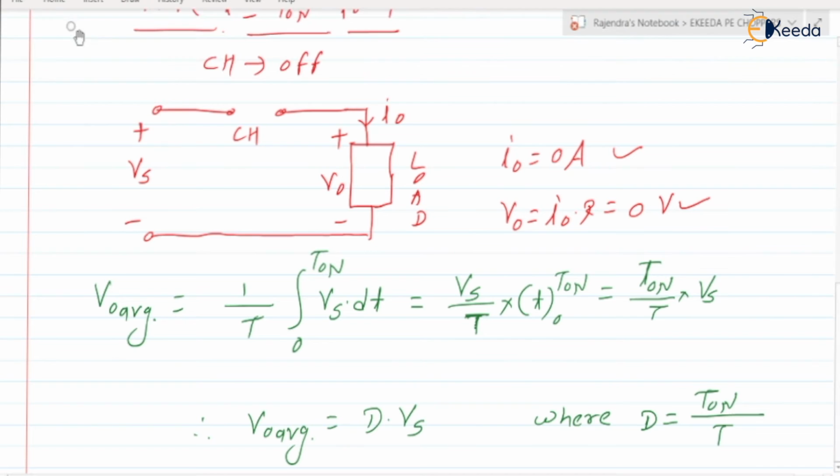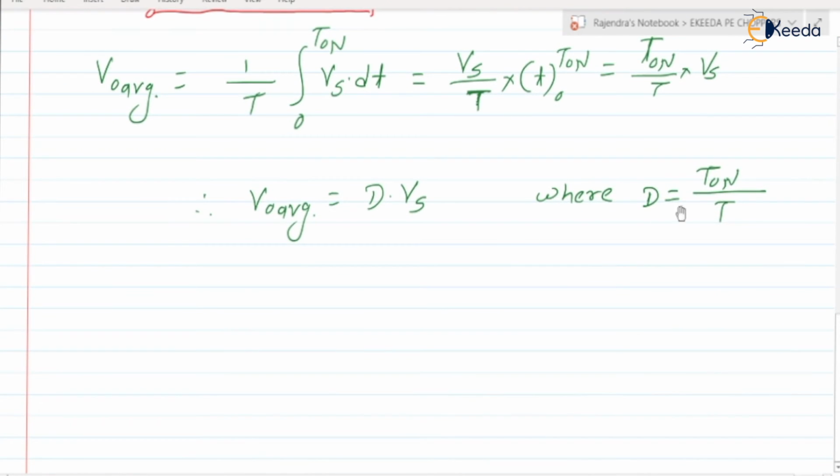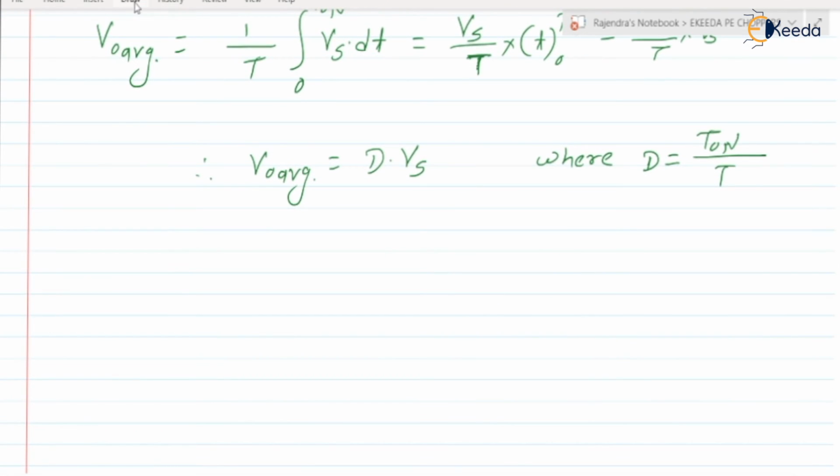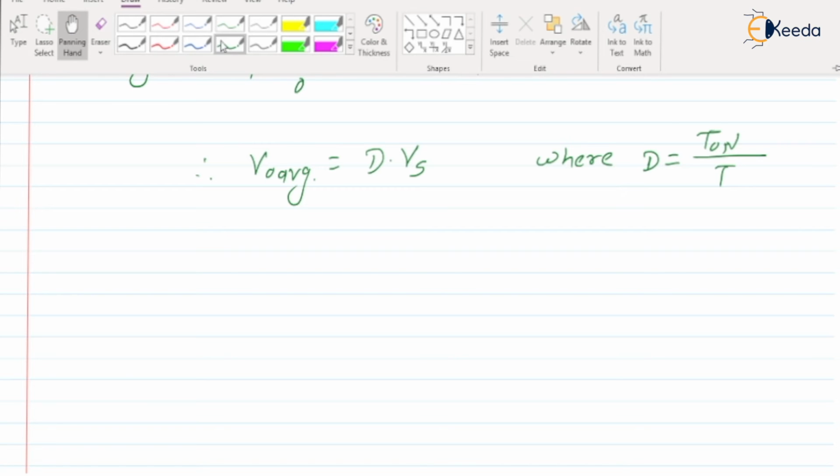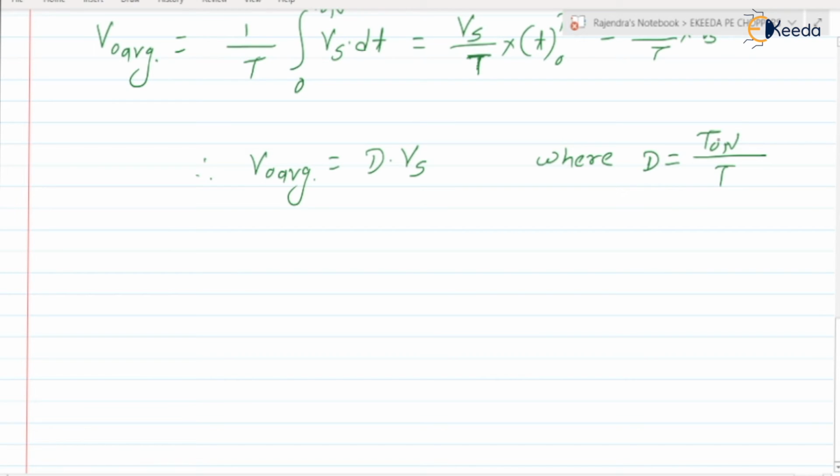So again, if you check, what is the D? D is equal to T on by T. Okay, so if you check the ratio T on by T, definitely it will always be less than 1, because T is always greater than T on. So D is less than 1 means what? Average value will be less than that of the supply voltage. Is this clear? So V0 average is equal to D into Vs.